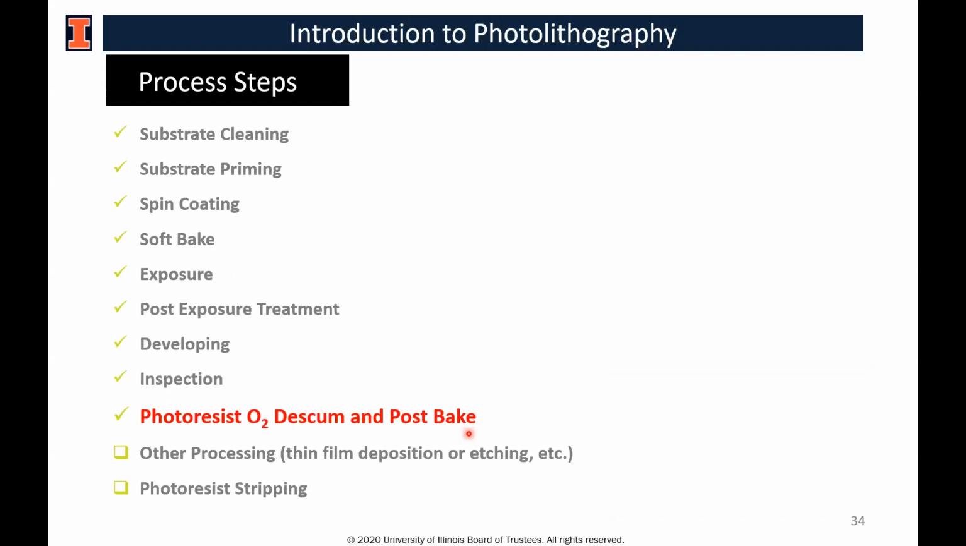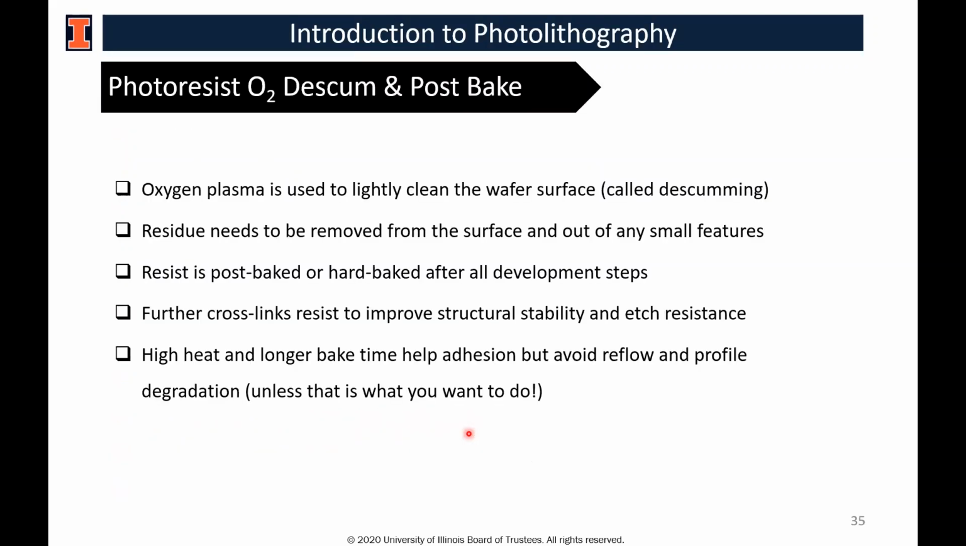Thank you, Jeff. So after the developing, we can inspect the sample under the microscope. If we're happy with the sample, we can continue to do the photoresist descum and the post-bake. First, why do we need a photoresist oxygen descum? Basically, after the developing is done, there might be a very thin layer of photoresist residue on the surface of the sample. If you don't clear that residue layer, there might be some challenge in the future steps of lithography or processes.